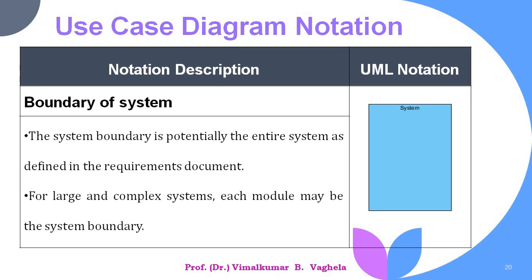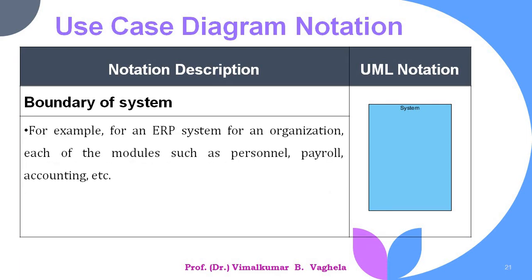So the system boundary is potentially the entire system as defined in the requirements document. For a large and complex system, each module may be a system boundary. For example, for an ERP system for an organization, for each of the modules such as personnel, payroll, accounting, we can define a use case for each one.